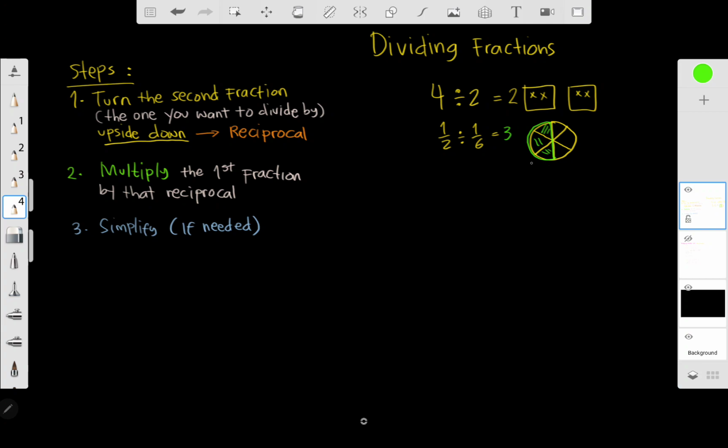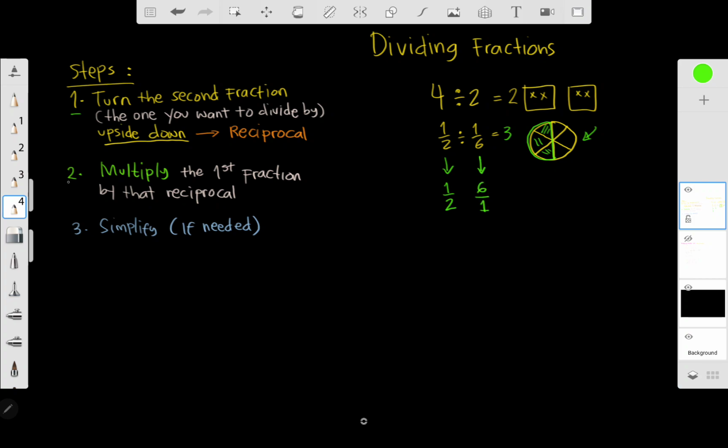Now another way, besides doing an illustration, we can use these 3 simple steps. The first one is turning the second fraction, the one that you want to divide by, upside down. So if I have here the first one, just let it be like this, a half. And then the second one, we need to turn it upside down, which is, if it's 1 out of 6, it turns into 6 out of 1.